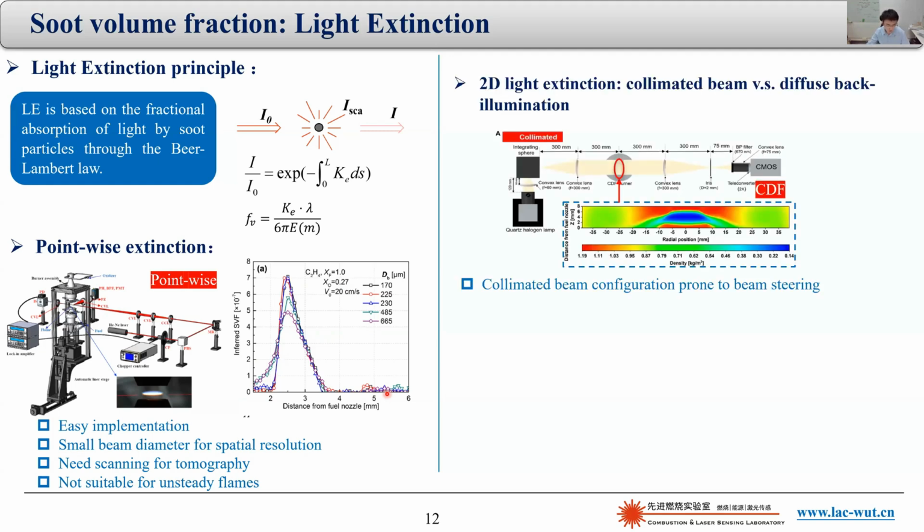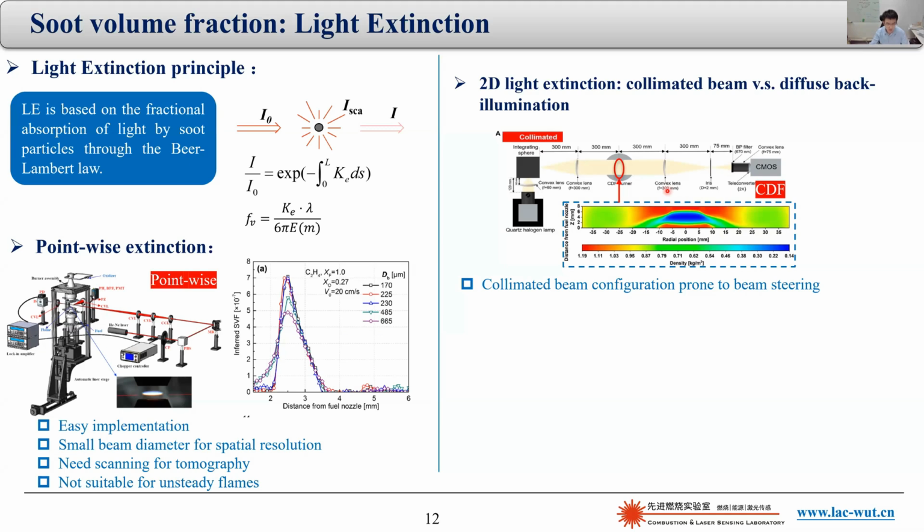And if you have a big beam diameter, of course, you will see this profile gets significantly distorted. Another variant is this 2D light extinction method. The principle is actually the same, but now instead of using a single narrow beam, you use a large diameter cylindrical beam that covers the entire soot region, and use a 2D detector, which is usually a camera. So now you can have extinction information of the complete soot field with only one measurement.